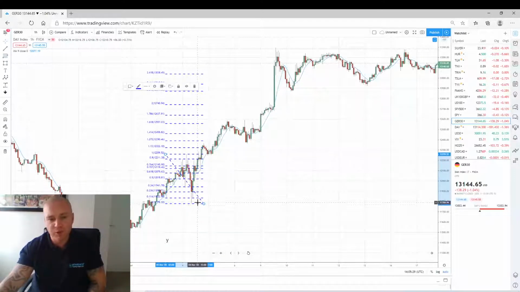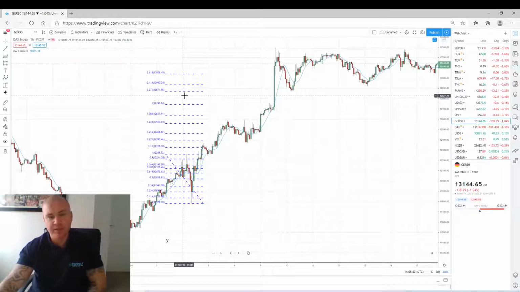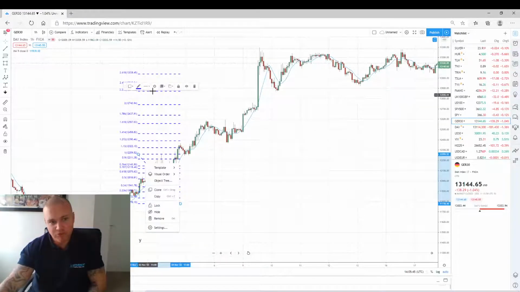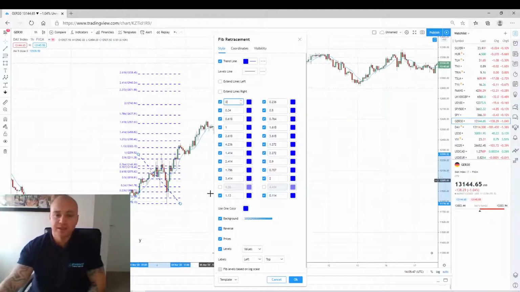I put the 0 at the first pullback and 100, or 1, at the peak. Now, we did cover this in the other Fibonacci lesson, but just in case you haven't watched that as yet, the levels that we've got are 0, 0.114, and I'll just show you because that isn't a standard one. If I want to add that in, right click, settings, and it comes up here. So I can edit in here and OK. So I can add that one in, take that one out.